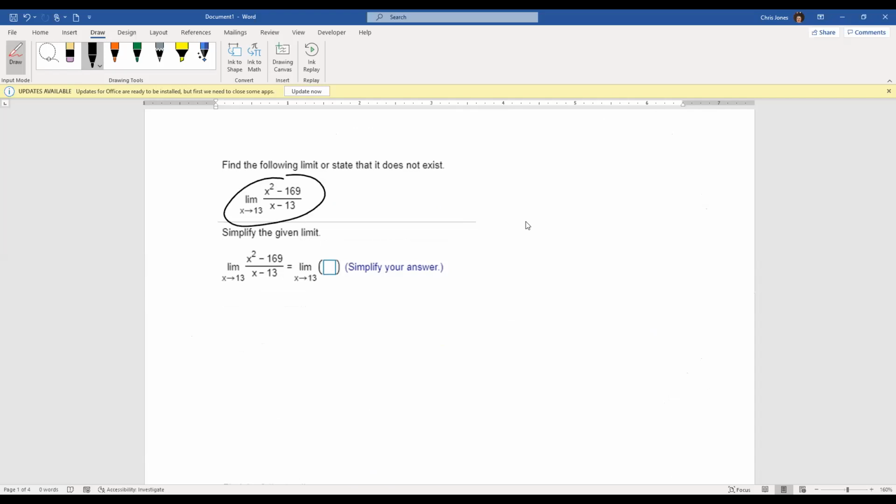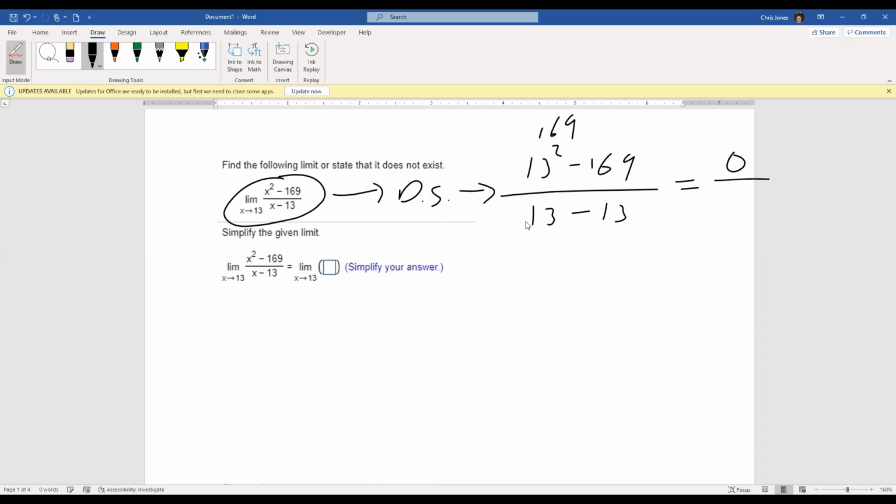We have this limit: x approaches 13 of x squared minus 169 over x minus 13. What if we tried direct substitution? That would give us 13 squared minus 169 divided by 13 minus 13. Since 13 squared is 169, we get 0 on top and 0 on the bottom. And 0 over 0 doesn't make any sense. Clearly, x equals 13 is not in the domain of this function. Does that mean that the limit doesn't exist?